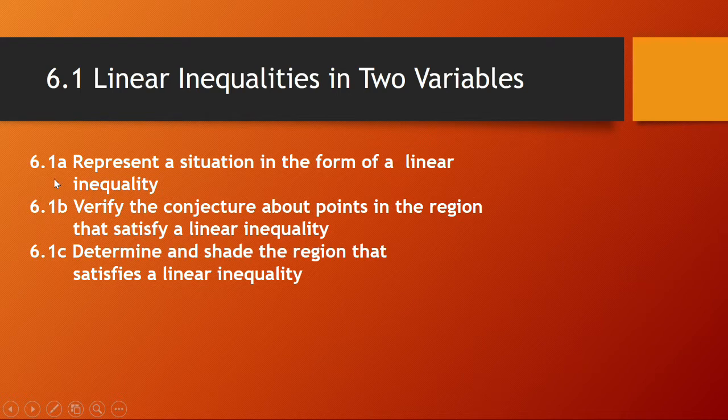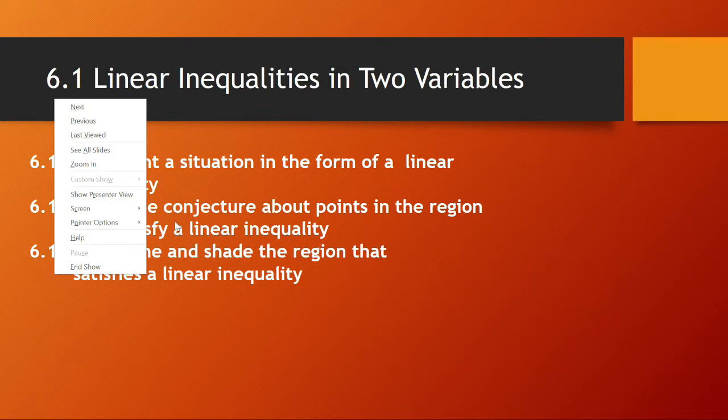The first part that we are going to look into later on is on how to represent a situation in the form of a linear inequality. This one you have done before in Form 1, the same topic, linear inequality. And then second, we are going to verify the conjecture about points in the region that satisfy a linear inequality. What does it mean by conjecture over here?